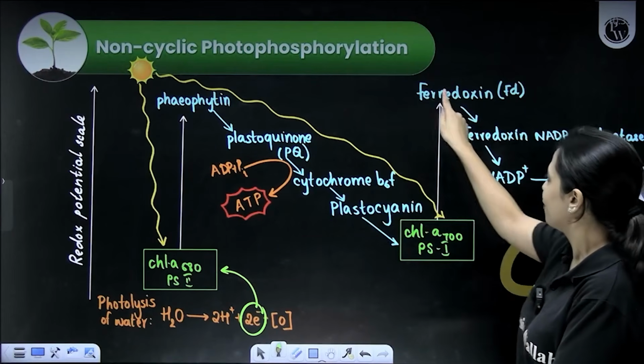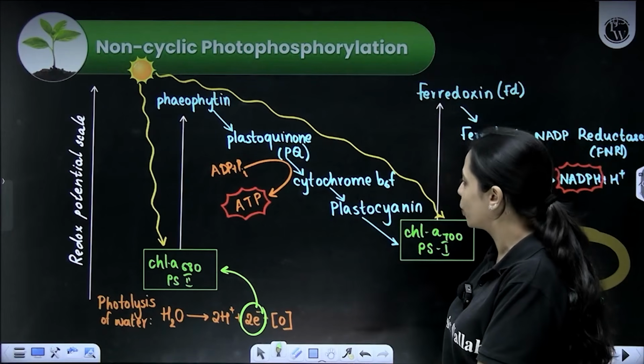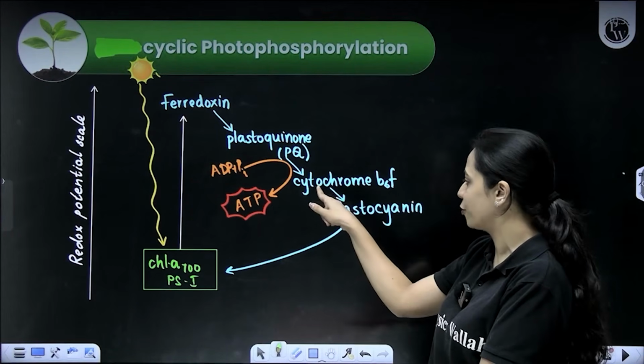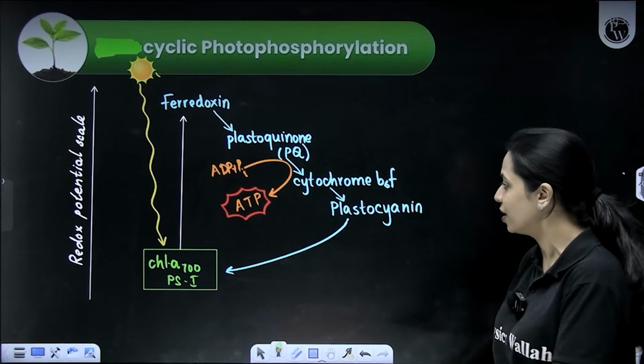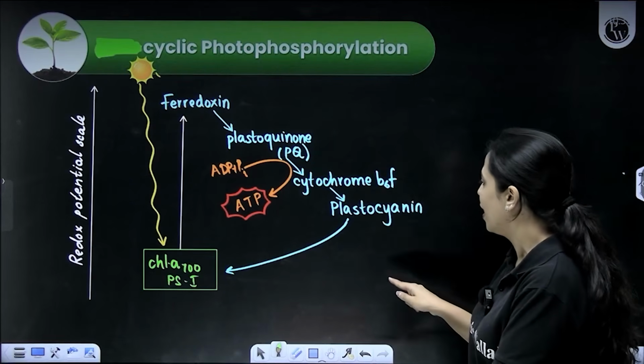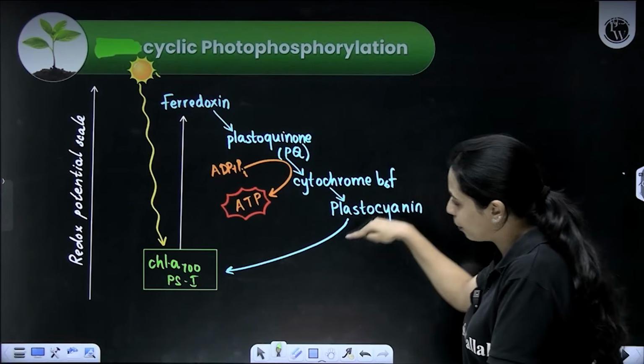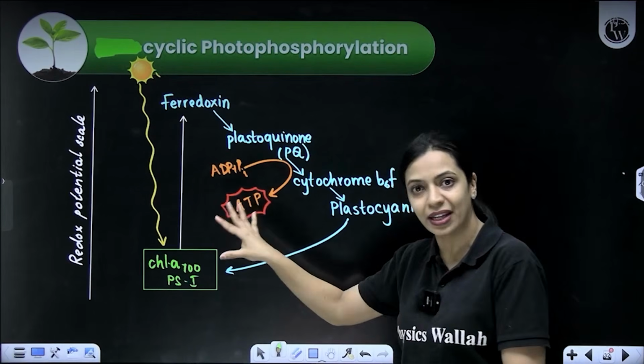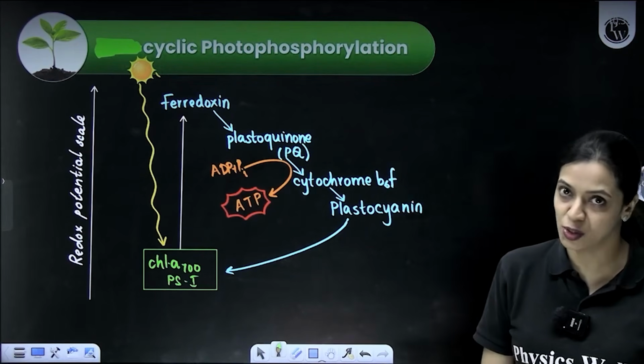So here ferredoxin will pass on the electron to plastoquinone and then further to the cytochrome B6F complex and then further to plastocyanin, similar to what happened here, and then that electron will get passed back to chlorophyll A700 from plastocyanin.